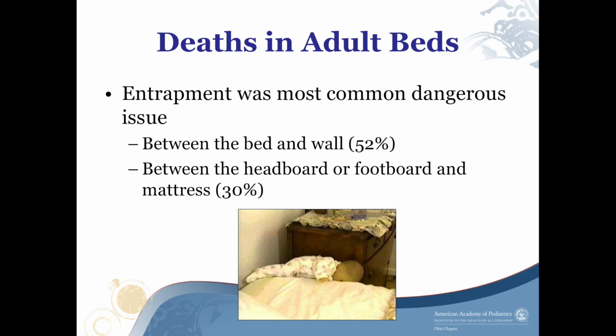As you can see in this picture, 30% of the babies found in this situation in the adult bed were between the mattress and a headboard or footboard, and half of the babies were found between the bed and the wall, and this picture is between the bed and the dresser. So again, this can easily happen, and it underscores the issue with babies sleeping in other places besides a crib.